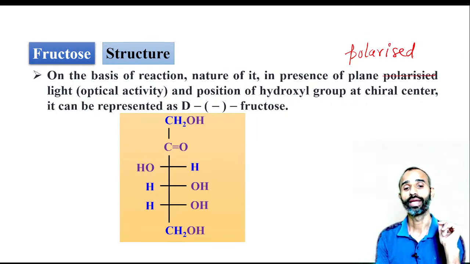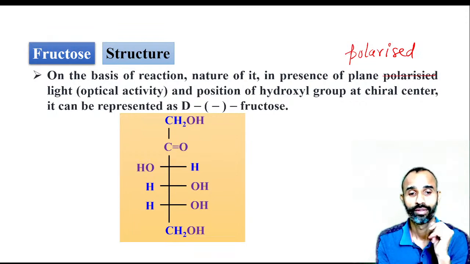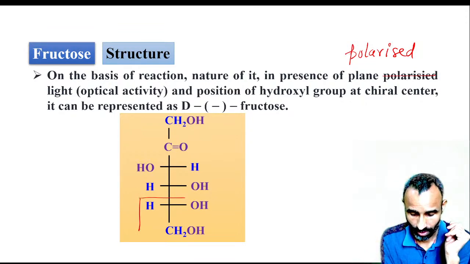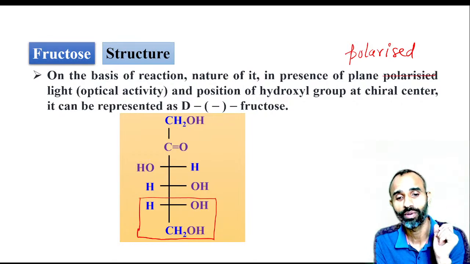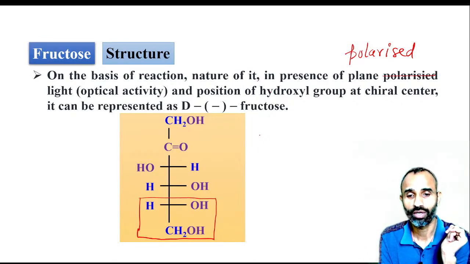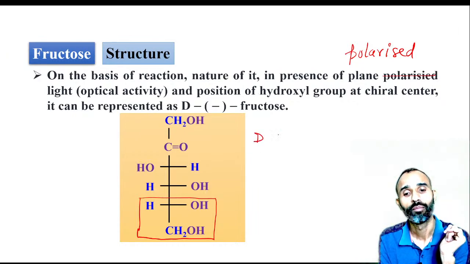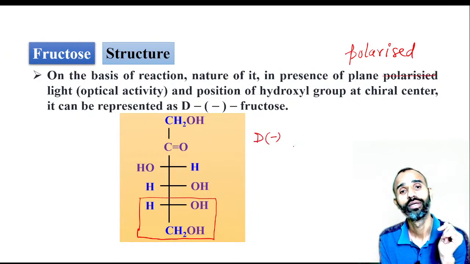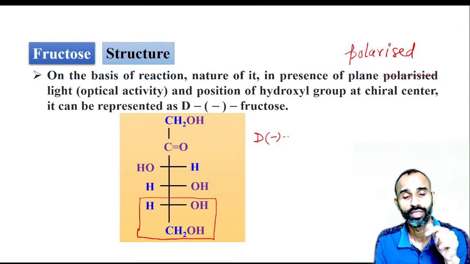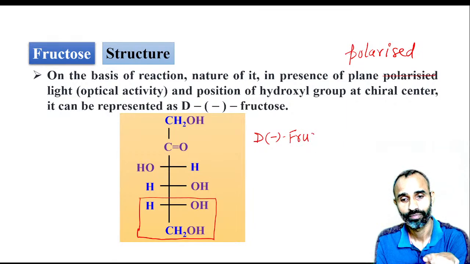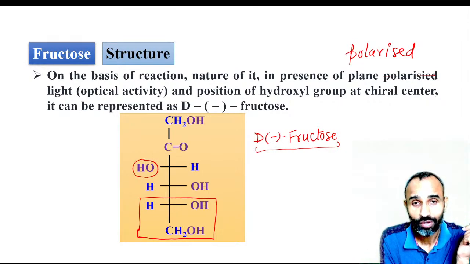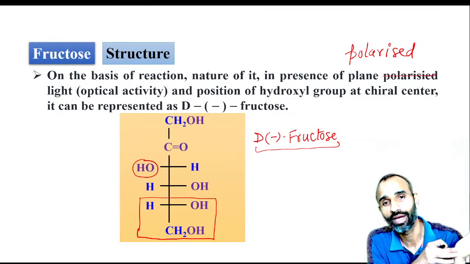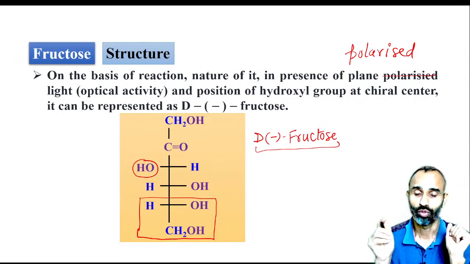It is optically active. See, this is the same as D glyceraldehyde, D plus glyceraldehyde, so that's why the configuration is D. But as it is laevorotatory, that's why it is marked minus, and fructose is D negative fructose. See, on the third carbon, in this case, OH is on the left. Here CO is the anomeric carbon.